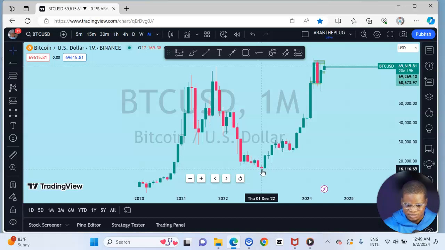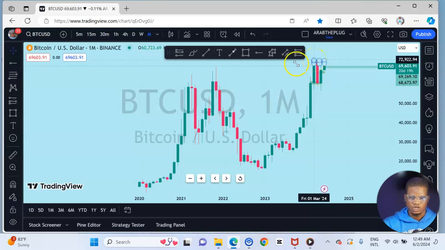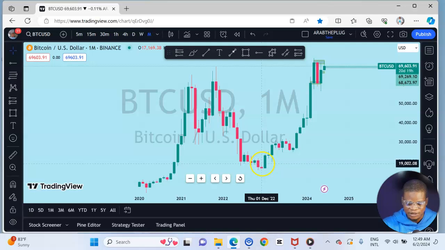Then in December, we have an indecision candle, telling us the market is neither really bullish nor bearish. And then after it, we have a very strong bullish candle telling us the bulls are now in this market for Bitcoin and the price is about to skyrocket. And what happened afterwards? From February 2023, the market was in an uptrend up till March 2024. So candlestick patterns like this are very strong, especially when you see them on a higher time frame.